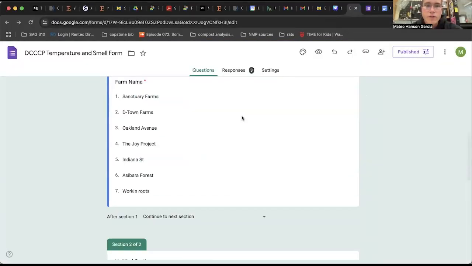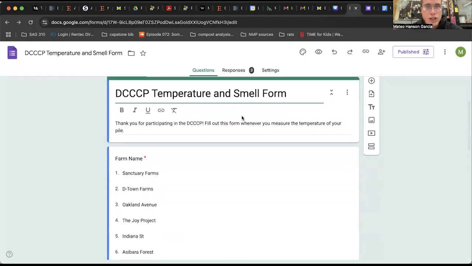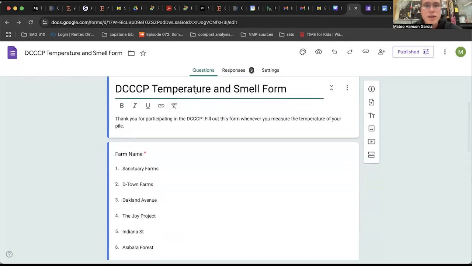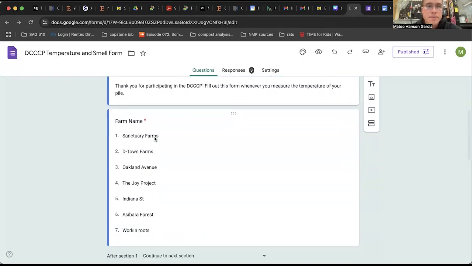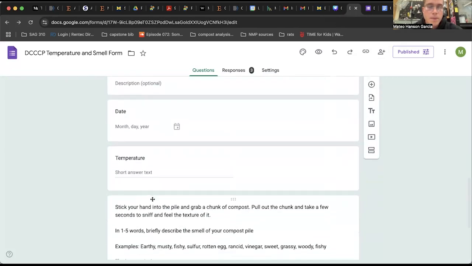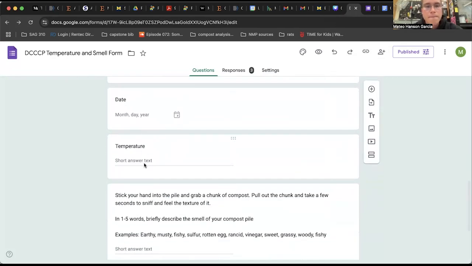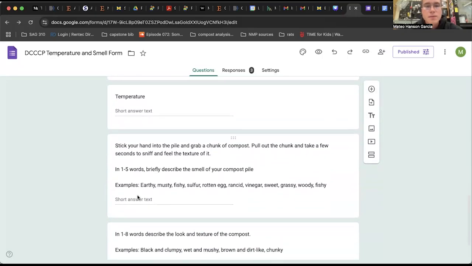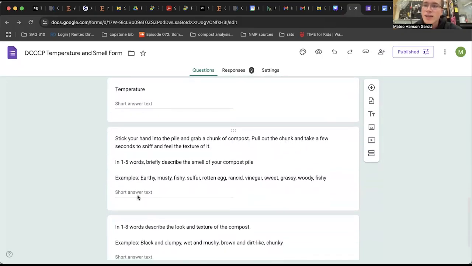For some of you farm composters, it'll be relatively straightforward. You have your sheet, the DCCCP temperature and smell form. You'll select your farm name and then date, the temperature, and you'll stick your hand in, with gloves potentially, and grab a chunk. Just take a few seconds, sniff it, get the texture.